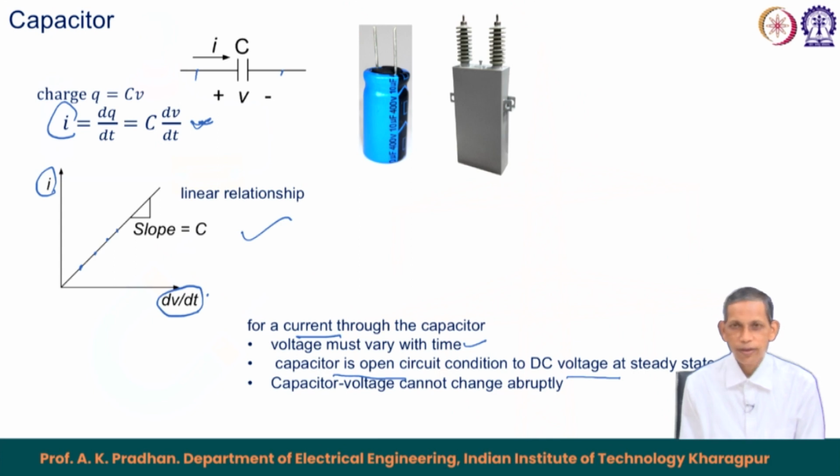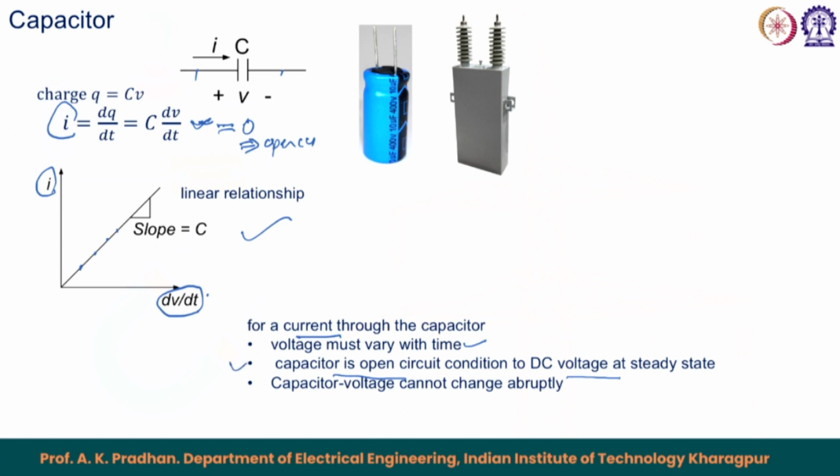When it is steady state, it means that the corresponding dV by dt becomes 0, then current becomes equal to 0. So, in steady state the DC voltage dV by dt becomes 0. That means the corresponding current becomes 0, which condition is called the open circuit condition.